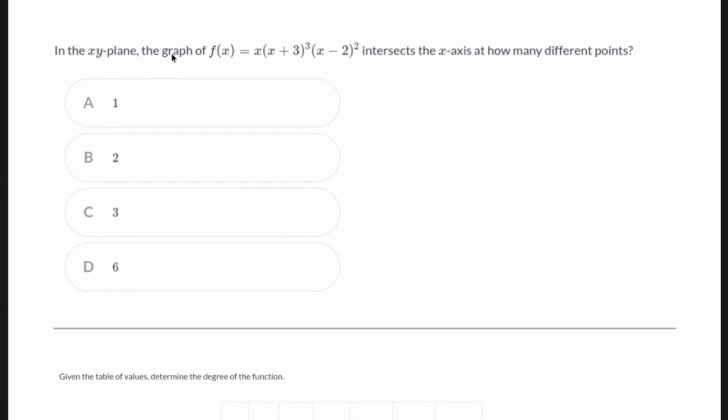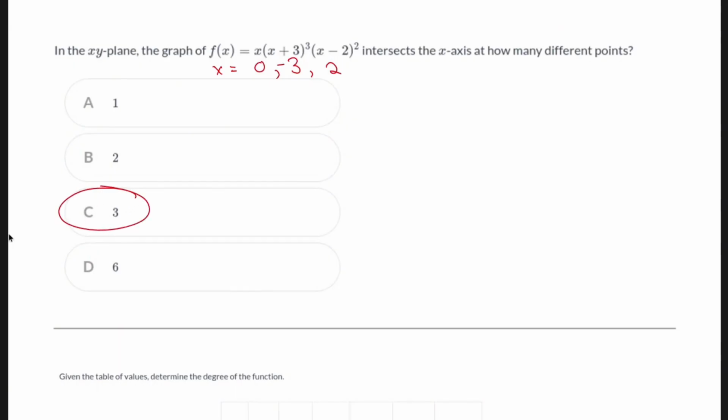In the xy plane, the graph of f of x equals x times the quantity x plus 3 cubed times the quantity x minus 2 squared, and it intersects the x-axis at how many different points? Okay, so it's going to intersect at 0, at -3, and at 2. Now, I don't care about bouncing off. All I know is I have 3 zeros with multiplicities differentiating everywhere, so it's only going to intersect at 3 spots, so the answer is 3.